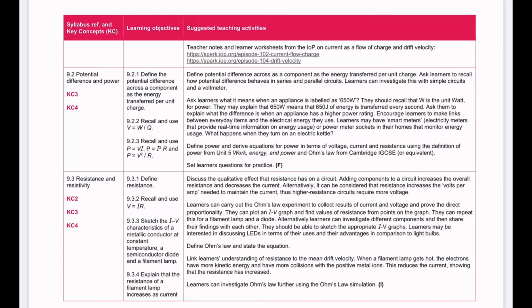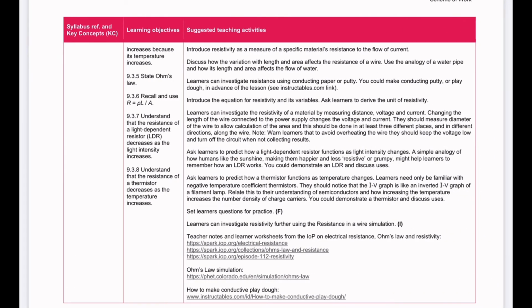Key concept 9.3 Resistance and resistivity. Learning objectives. 9.3.1 Define resistance. 9.3.2 Recall and use V equals IR. 9.3.3 Sketch the I-V characteristics of a metallic conductor at constant temperature, a semiconductor diode, and a filament lamp. 9.3.4 Explain that the resistance of a filament lamp increases as current increases because its temperature increases. 9.3.5 State Ohm's law. 9.3.6 Recall and use R equals rho L upon A.